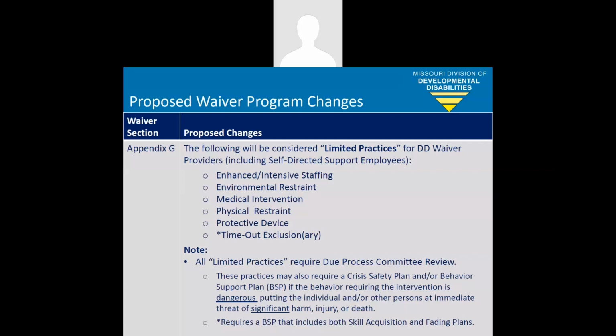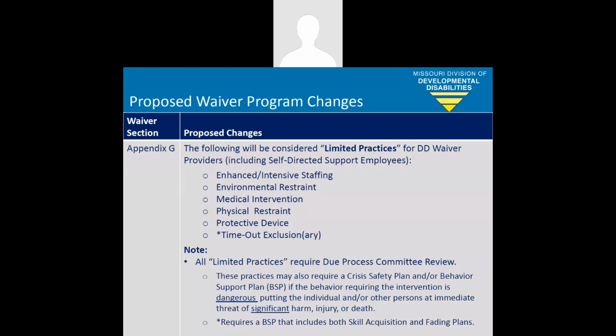The final procedure on the limited list is timeout, specifically exclusionary timeout. This refers to the temporary exclusion of an individual from accessing reinforcement. This includes an individual who may be separated within space or to another area of the home, but does not include seclusion and does not include being required to remain in a room alone.